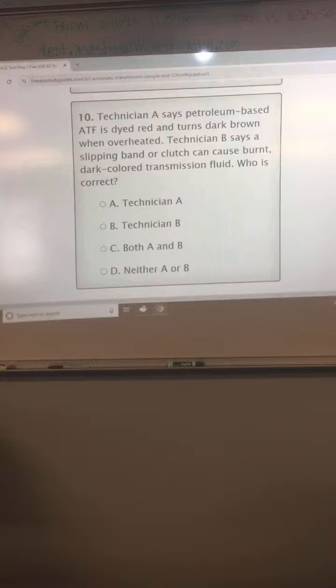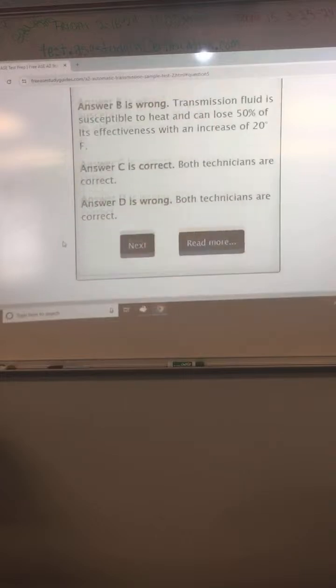Most of the time it's red. Some of the dark brown. Some of the Asian or Japanese vehicles, or European, some of those may not be red, but a lot of transmission fluid is red. Japanese manufacturers are smart as hell, so I'm gonna say C. Yeah, I'm gonna say C. Okay.